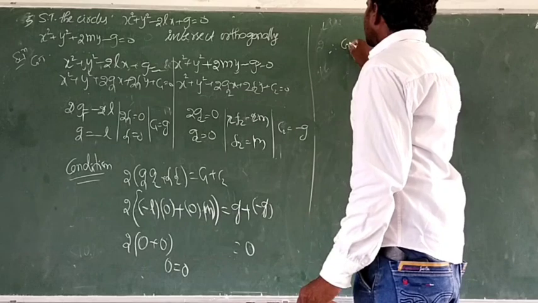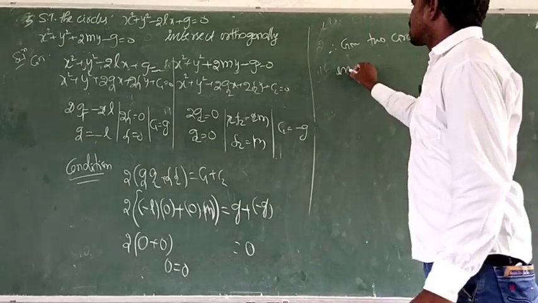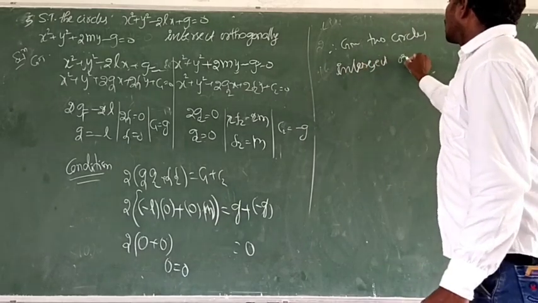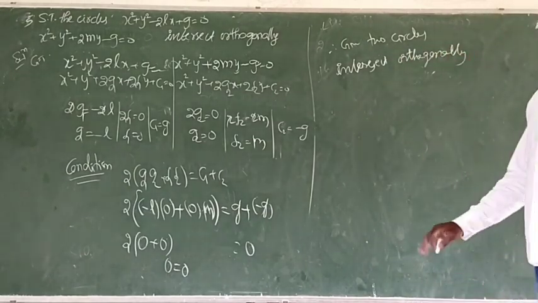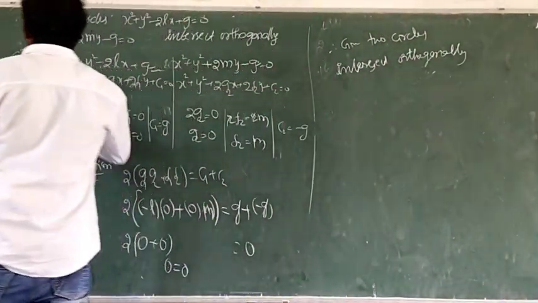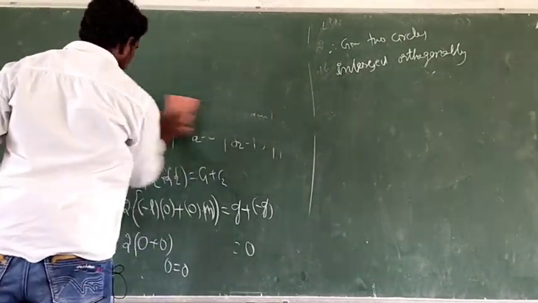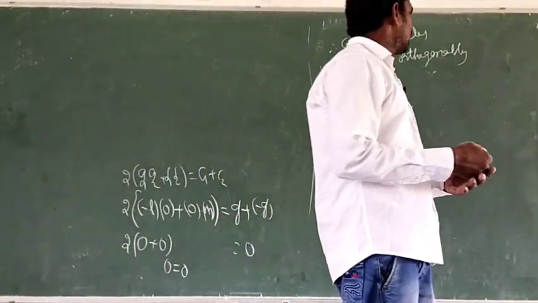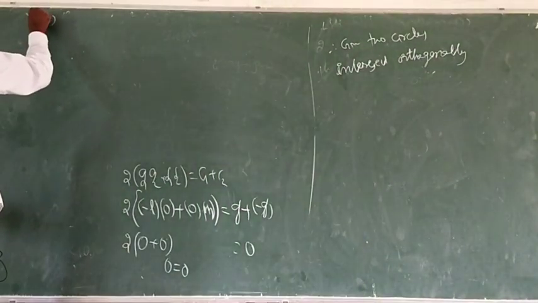Therefore the given two circles intersect orthogonally. Write down the complete solution. Next, one more question in this part, the sixth question. After these six questions comes the next question. First listen, this is very important.